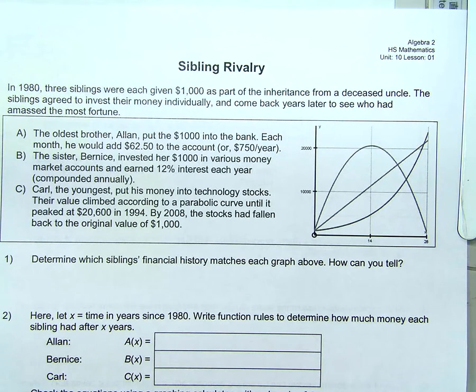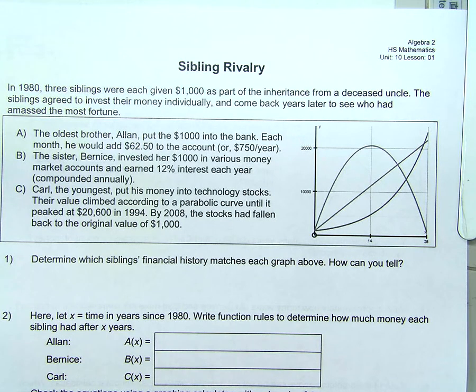In 1980, 3 siblings were each given $1,000 as part of the inheritance from a deceased uncle. The siblings agreed to invest their money individually and come back years later to see who would amass the most fortune. Just like siblings, right? Yeah. The oldest brother, Alan, put the $1,000 into the bank.